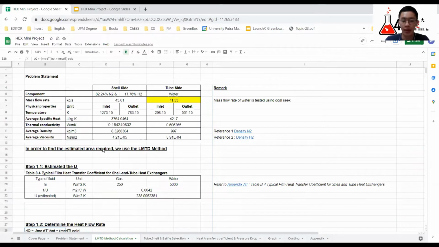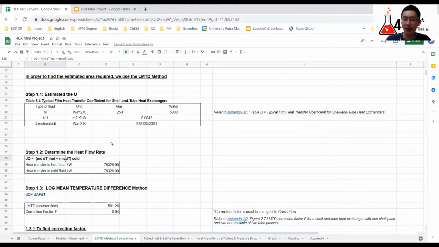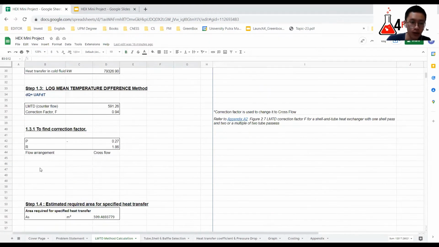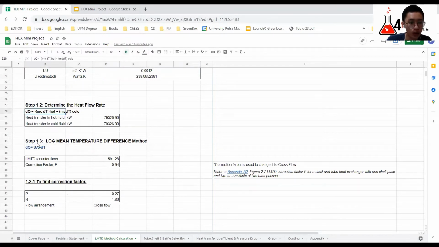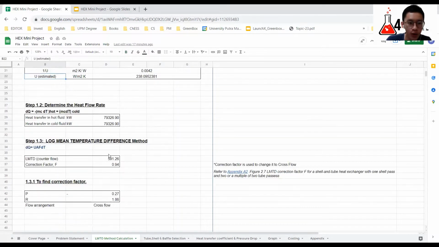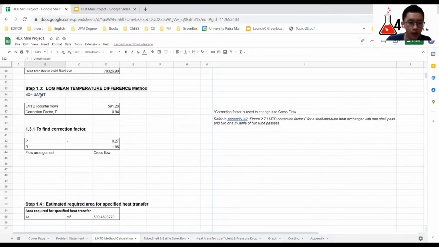For the MTD method, it is mainly used to determine the required area of our design. It all starts from this problem statement. For this MTD method, we have to focus on these 2 heat flow rate formulas. First we identify the Q, which is the heat flow rate, by using the m c delta T formula. Second, we identify the U, which is the heat transfer coefficient. Because right now we haven't gone into the details of calculation, for this heat transfer coefficient we can only estimate it based on the provided table. The third thing is the correction factor.